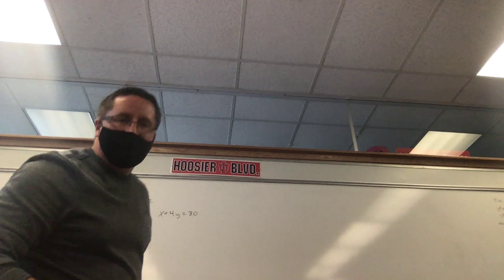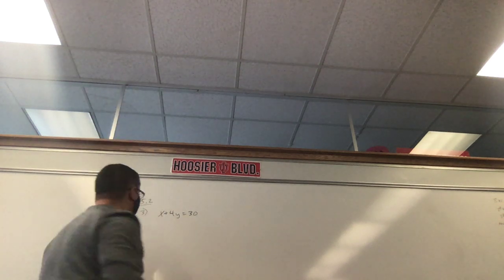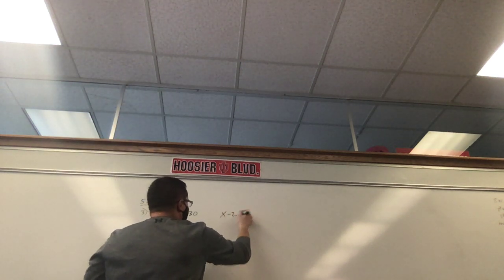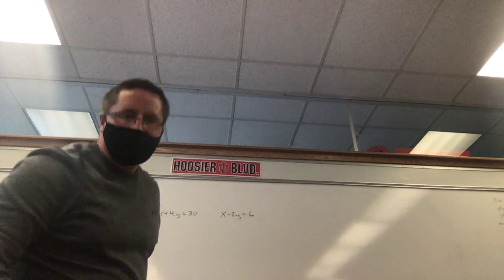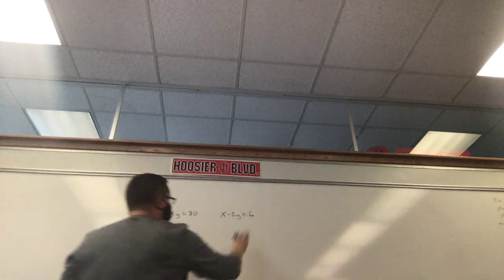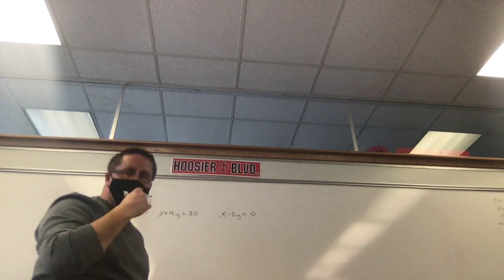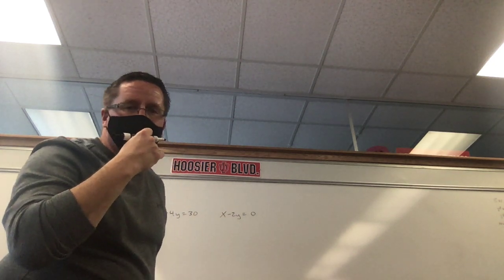And then beside it, put down x minus 2y equals 0, not 6. We're not solving this system, okay? All right.